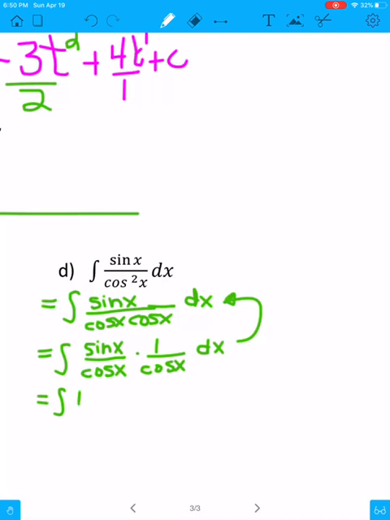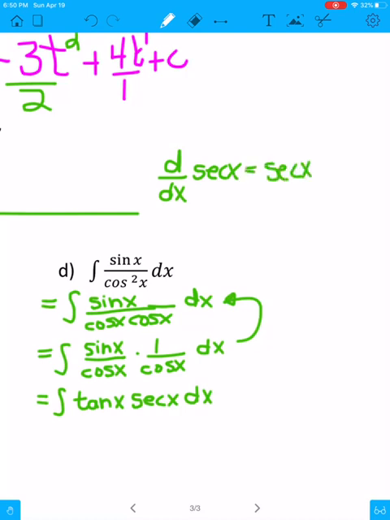Sine x over cos x is tan x, and 1 over cos x is secant x. Now, why would I do that? Because the derivative... nope, I forgot the integral symbol, bad on me. The derivative of secant x, what is it? The derivative of secant x is secant x tan x.